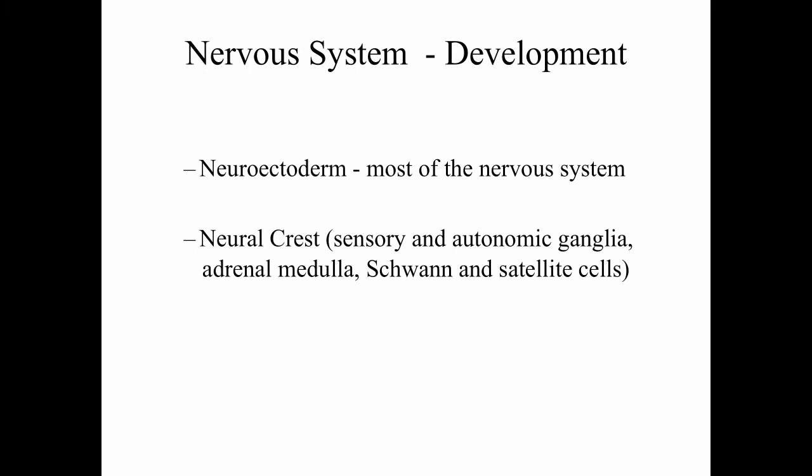If we look at the development of the nervous system, most of the nervous system develops from neuroectoderm. The neural crest does play a role in the development of sensory and autonomic ganglia. Clearly Schwann cells and satellite cells, which are supporting cells of nerves, developed from neural crest. And then regions like the adrenal medulla also originate from the neural crest. And that might help you to understand why we talk about neuroendocrine functions, both of, for example, cells in the adrenal medulla, which we'll get to much later in the course, but also the fact that some neurons can behave like endocrine cells.